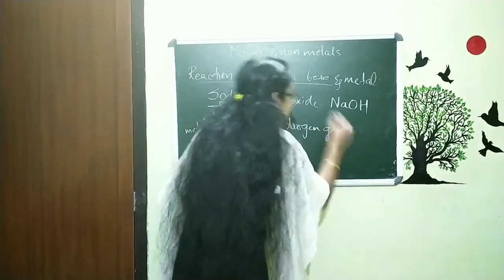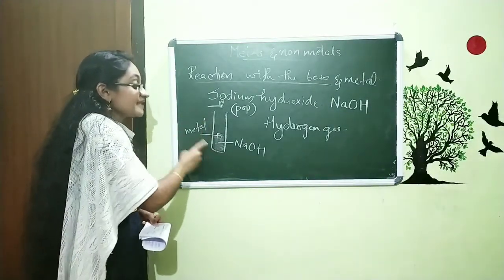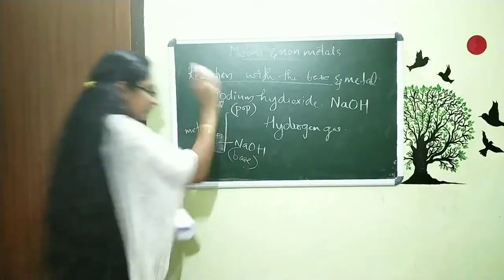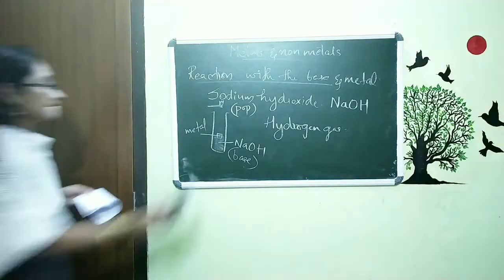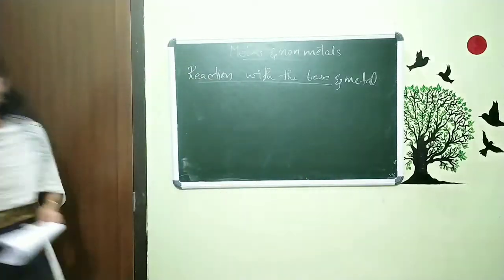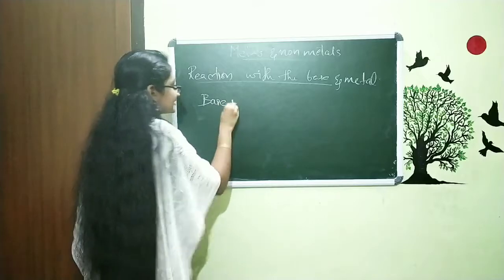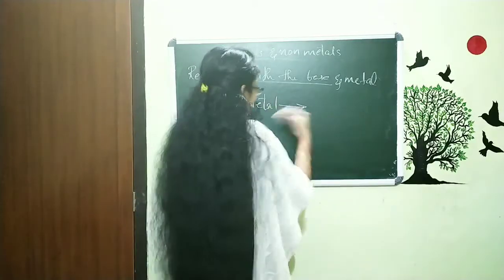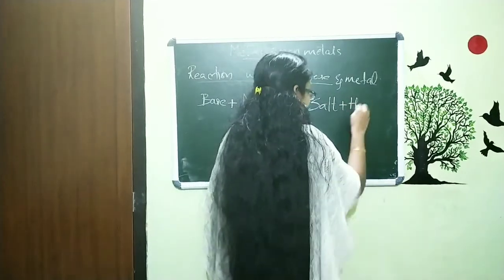Hydrogen gas is formed here. Here hydrogen gas is formed with the reaction of the metal and the base. So we can generalize the equation as: when the base is reacted with metal, you get the result as salt plus hydrogen gas.